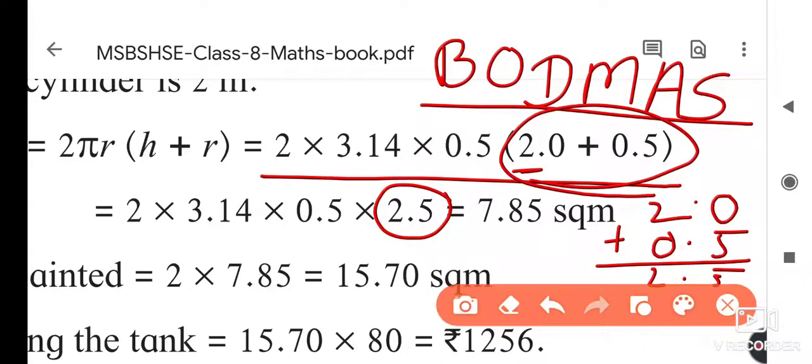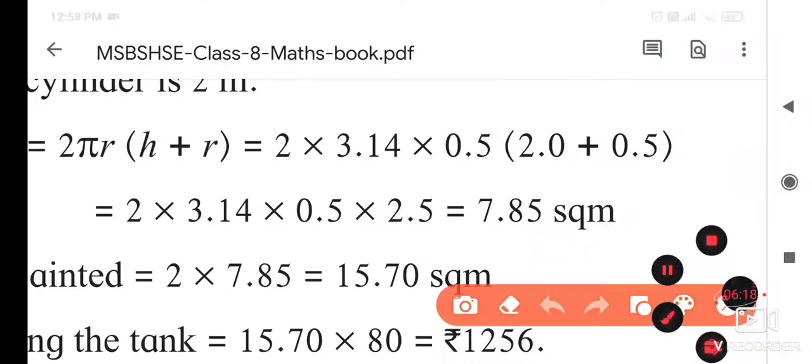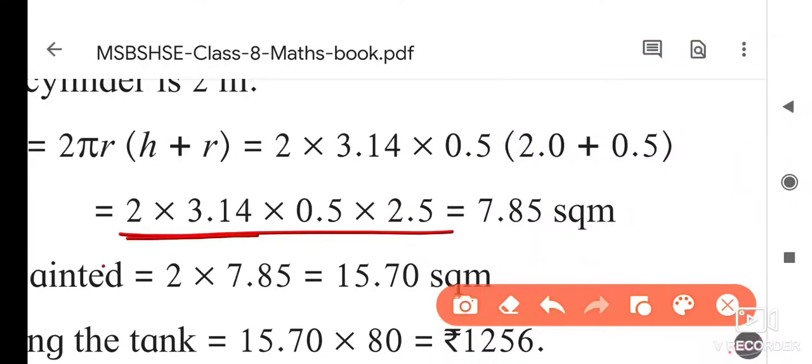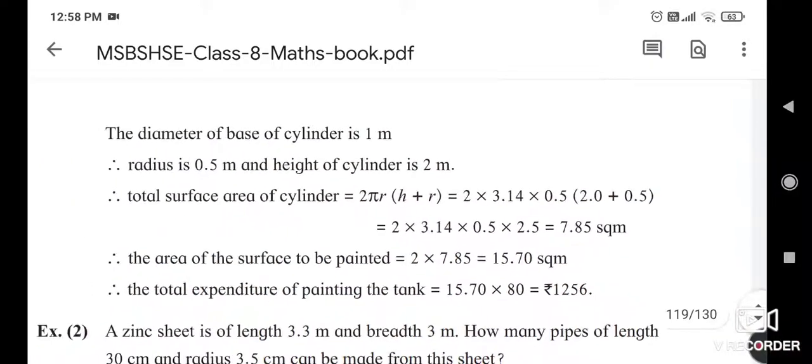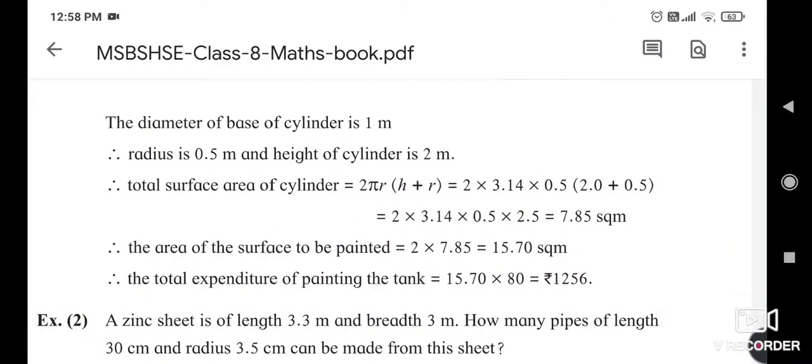It is written here. And after that, only multiplication remains. Just do the multiplication of 3.14 into 2. Whatever the answer is, multiply it with 0.5. Whatever the answer is, multiply it with 2.5. You will get the answer 7.85 square meter. Understood, all of you? In this way, we find the total surface area of a cylinder.